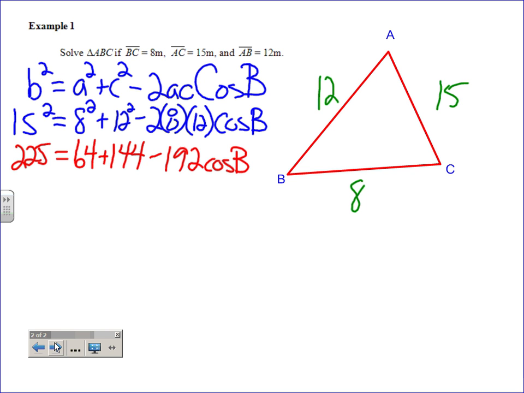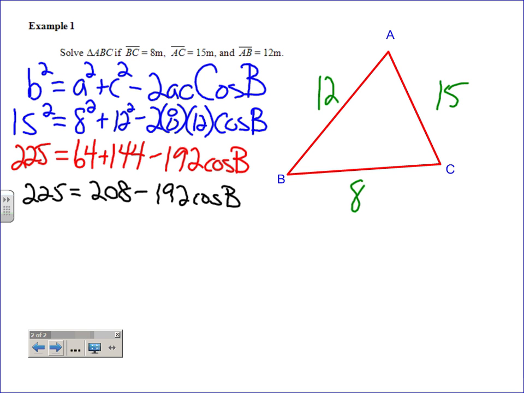Yeah. Okay, so we've got, what do we got here? 225 equals, well, what is 64 and 144? That's 208 minus 192 times the cosine of B. Because let's face it, what we're doing right now is we're trying to get a pair so that we don't have to do law of cosines again.